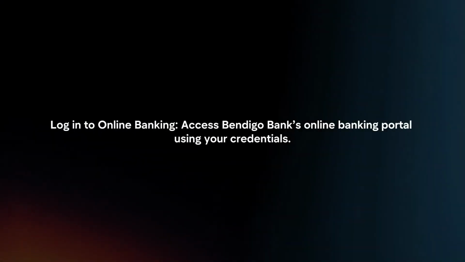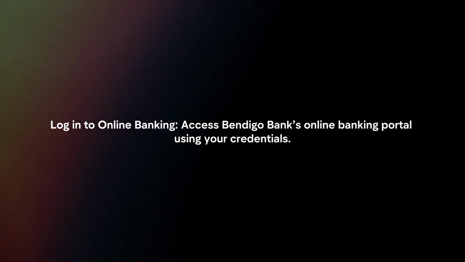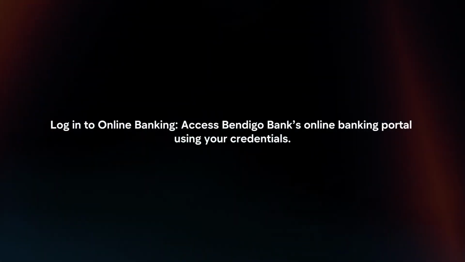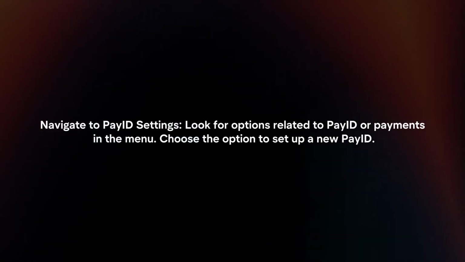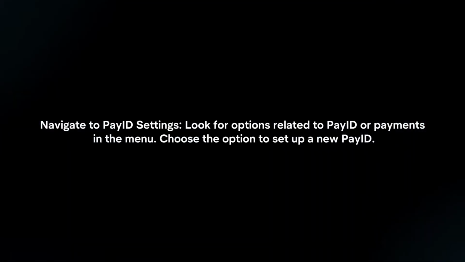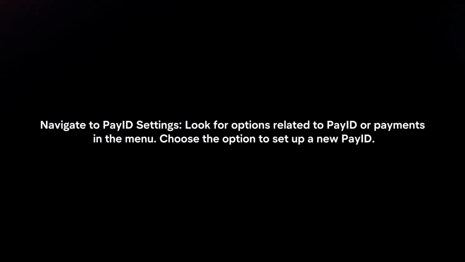Log into online banking. Access Bendigo Bank's online banking portal using your credentials. Navigate to PayID settings. Look for options related to PayID or payments in the menu. Choose the option to set up a new PayID.